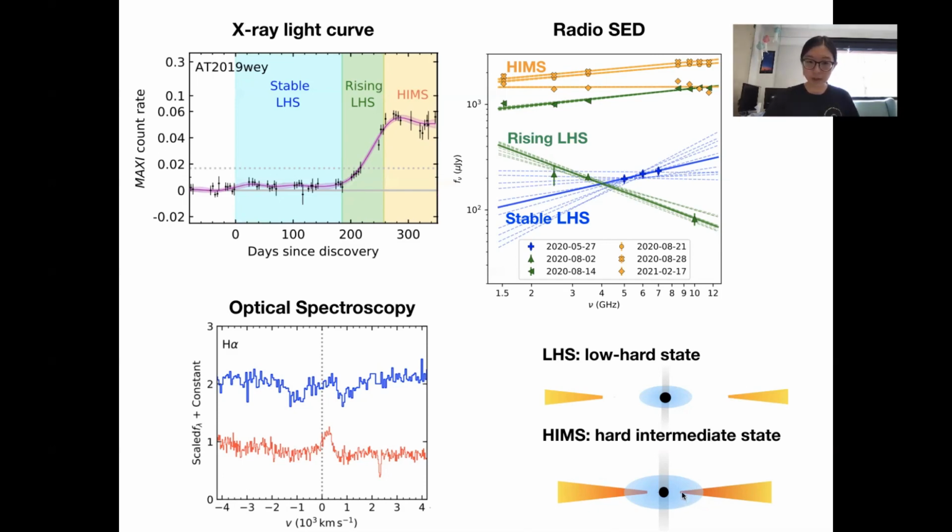Future observations of this system can further constrain the orbital period of the system, as well as the black hole spin and mass. With ZTF, we hope to find more of such systems in the future, so stay tuned.